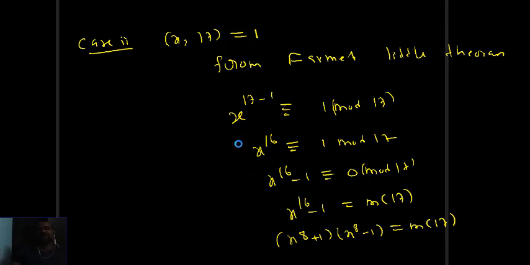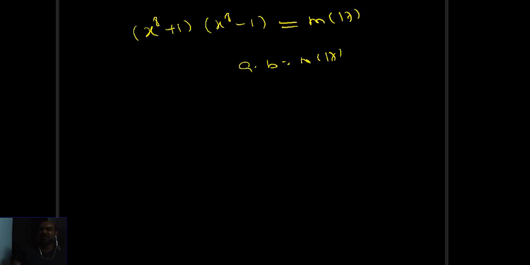Okay, so I will write again that step. x power 8 plus 1 into x power 8 minus 1 is a multiple of 17. If 17 is a prime number, that means a into b equal to a multiple of 17 means either a is a multiple of 17 or b is a multiple of 17. Both should be a multiple of 17. Okay, because 17 is a prime number.